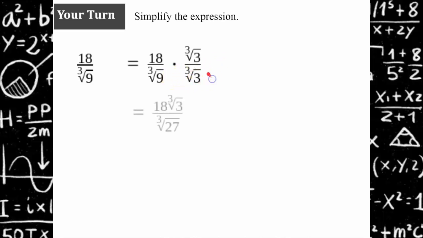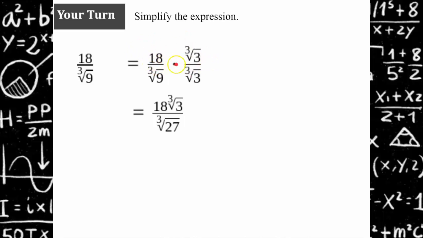So, to create our perfect cube, I had 2 3's here, and I multiplied by the cube root of 3 to create the cube root of 27, which is a perfect cube. So again, we're looking for sets of 3 factors to make a perfect cube. 2 3's, I needed an additional 3, so I multiplied by my factor of 1, which was the cube root of 3 divided by the cube root of 3.